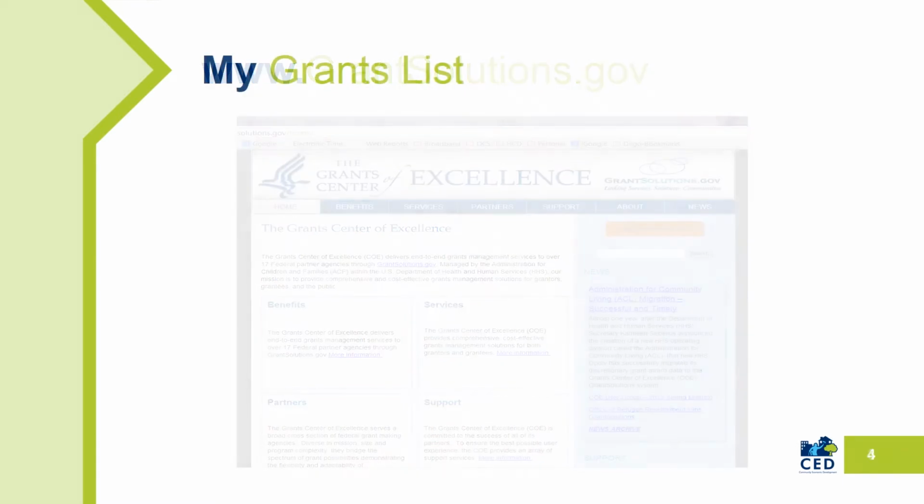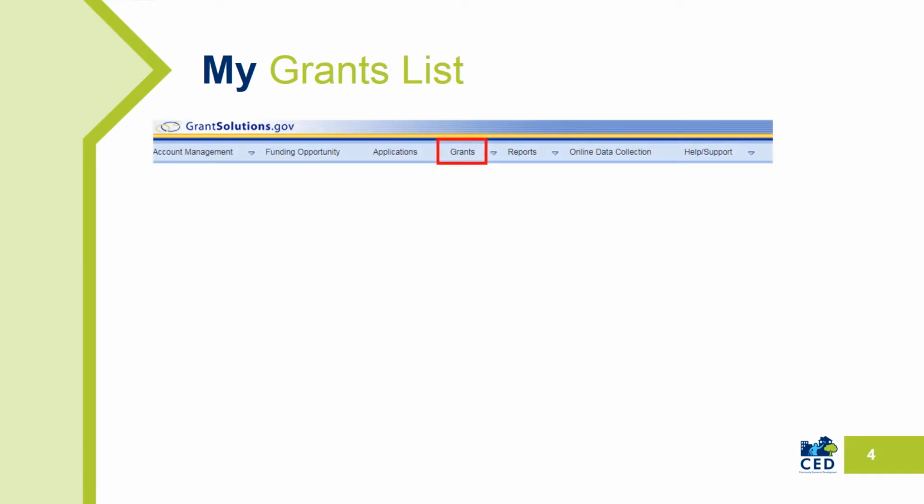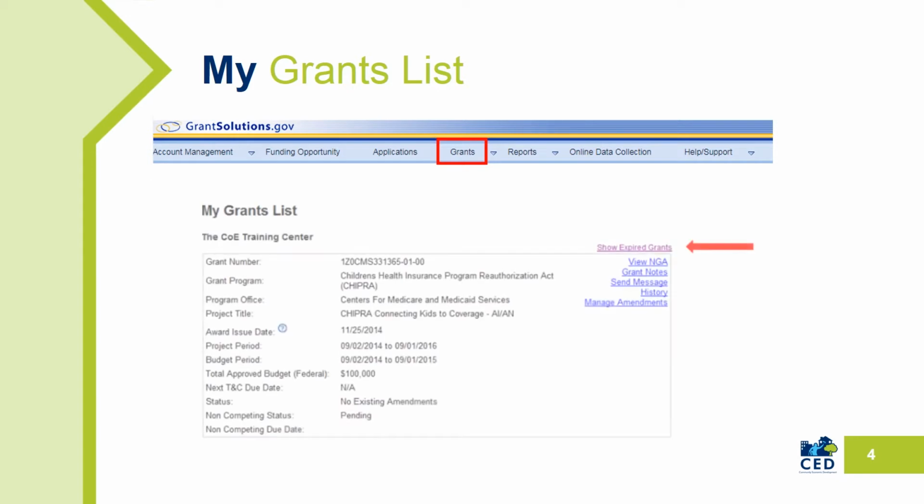When using GrantSolutions, you may find that you spend much of your time in the Grants option under My Grants List. This option displays the most recently awarded grant or application for your organization. Here, you can select a variety of options that will allow you to take action on your current grant. If you have multiple grants, all of your active grants will appear on this page, so just make sure you are in the correct grant before doing anything in GrantSolutions. You can also filter this page so it shows your expired grants. You can do this by selecting the Show Expired Grants link.